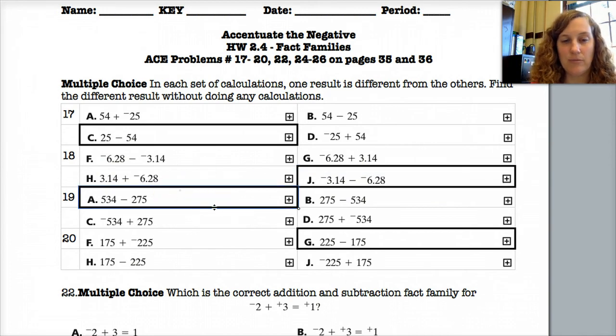19, the original problem, we're going to jump to B. The original problem is 275 minus 534. That is the same as 275 plus a negative 534 because adding a negative is the same as subtracting a positive. And again, C is the same because addition is commutative, so you can swap the order. That leaves A not being the same because the subtraction is in a different order.